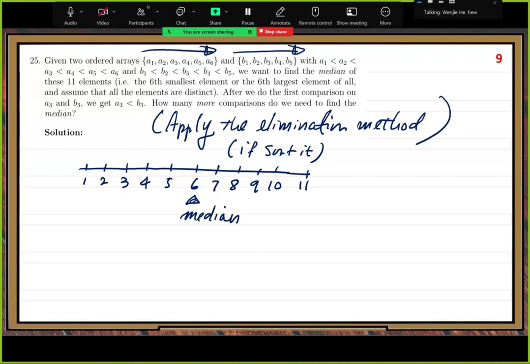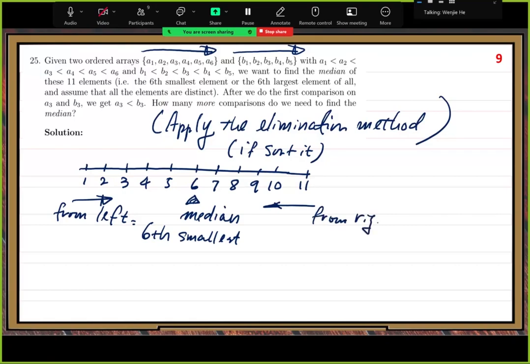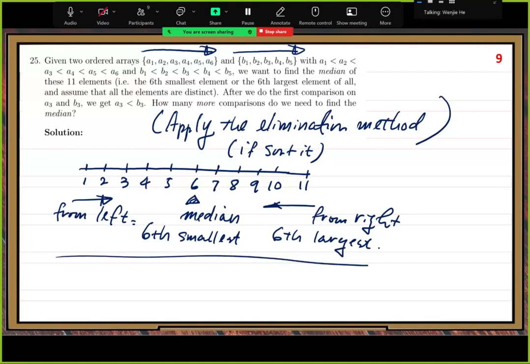So you adjust your view. You have two different views. One view is from the left: you look at the median from the left, it's the 6th smallest. Another view is from the right: from the right, it's the sixth largest. So that's the property of the median. Okay, all right.